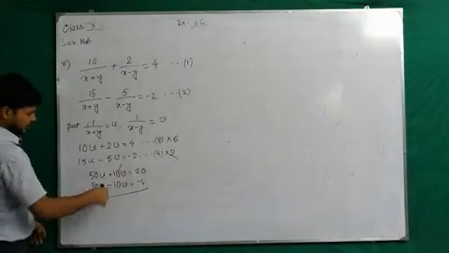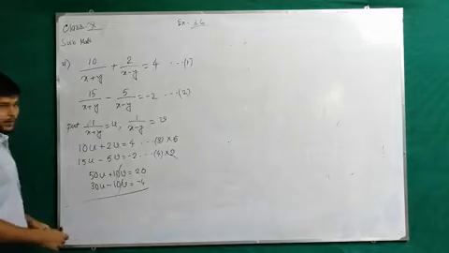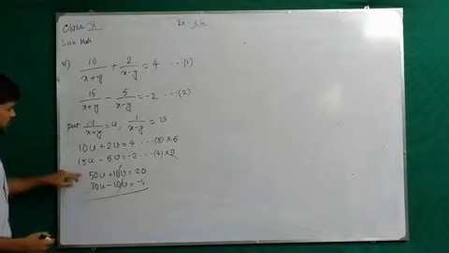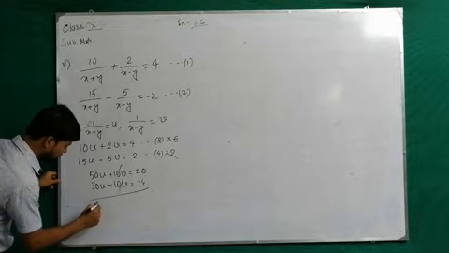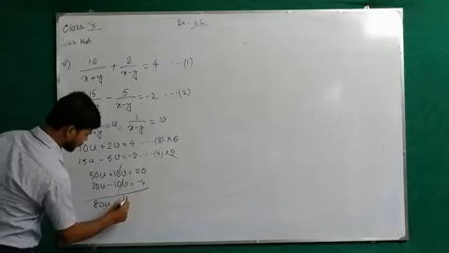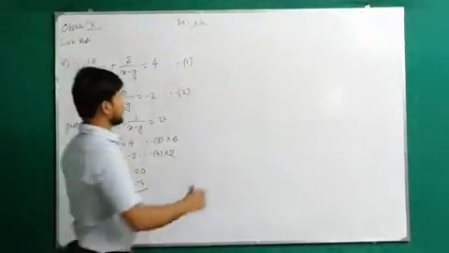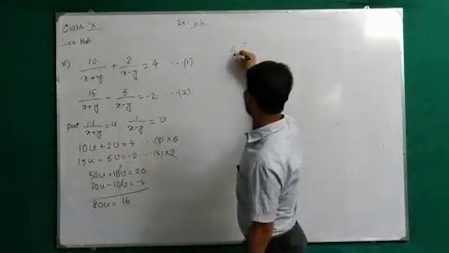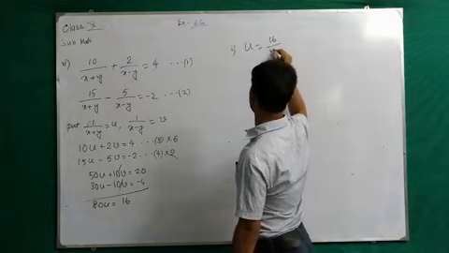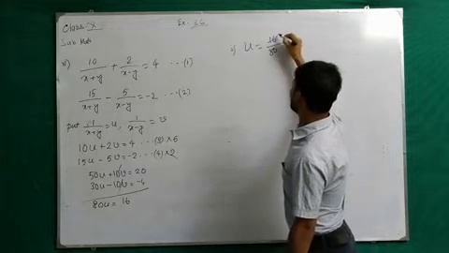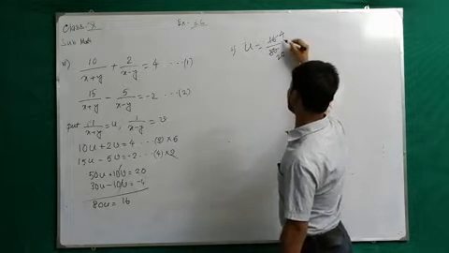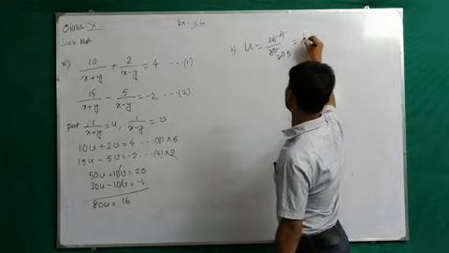If I add, then this plus 10v and this minus 10v will cancel each other. So 50 plus 30, that is equal to 80u is equal to, if I add this, that will be 60. So u will be equal to 60 by 80. Now cut it. So 4 fours are 60, 4 20s are 80, that is equal to 3 by 4.